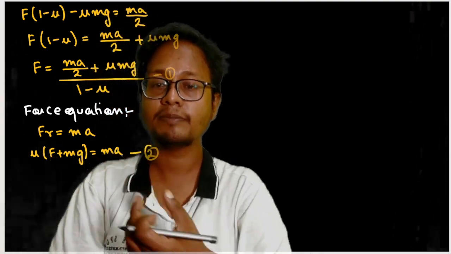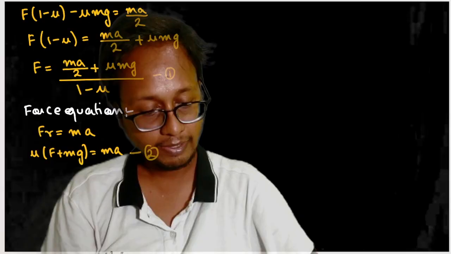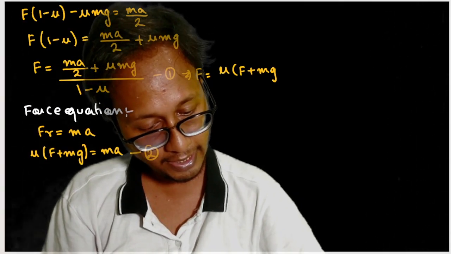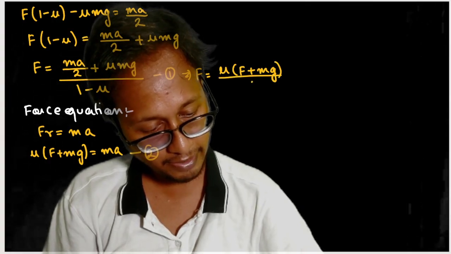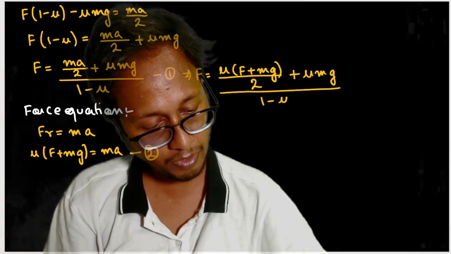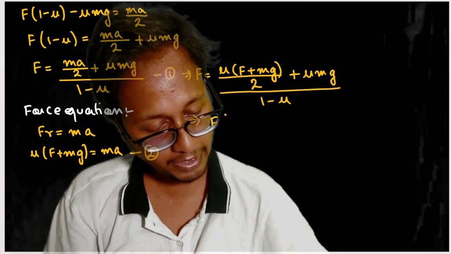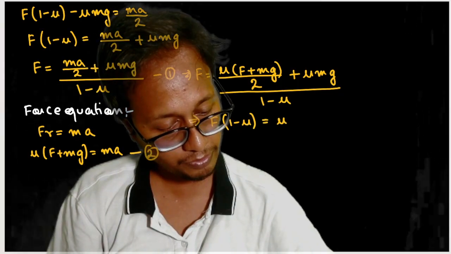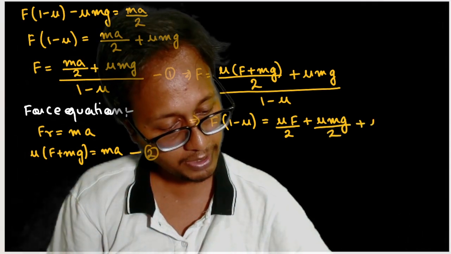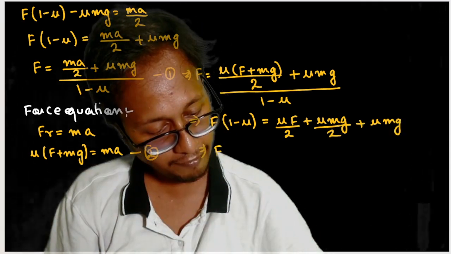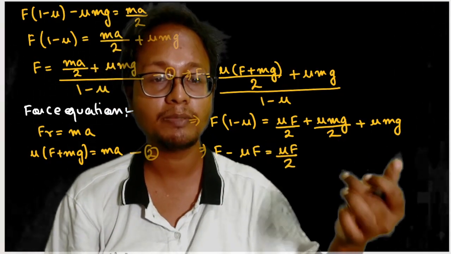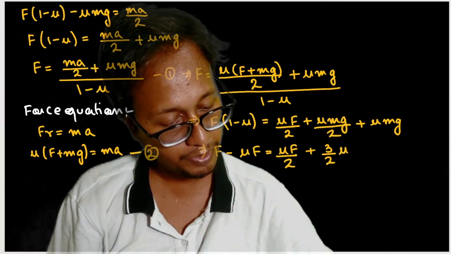Ma is equal to mu into (F plus mg). So substitute for Ma. What do I get? Force is equal to (mu into (F plus mg)) by 2 plus mu mg, divided by 1 minus mu. Let me solve this quickly. F into 1 minus mu is equal to mu F by 2 plus mu mg by 2 plus mu mg. Or F minus mu F is equal to mu F by 2, and mu mg by 2 plus mu mg is nothing but 3 by 2 mu mg.